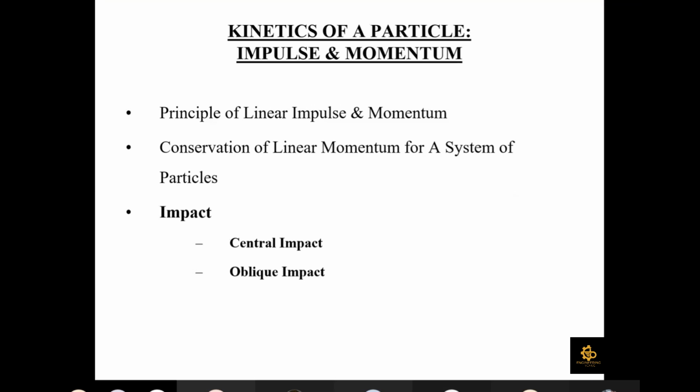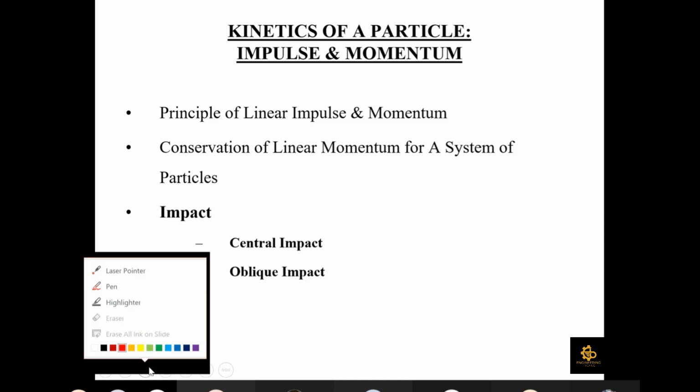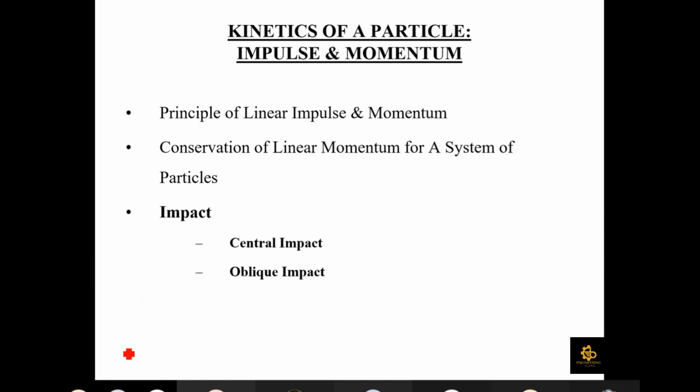Going to cover the topic of impact, and primarily we will be focusing on the topic of central impact in today's class. Probably oblique impact is going to be covered in next week's class, because as you all know, today we are going to have quiz number 5 as well. Just a quick review of what we did up till now in this chapter.